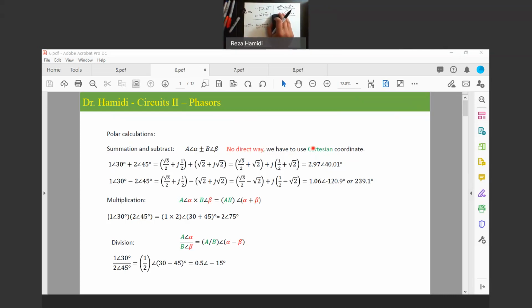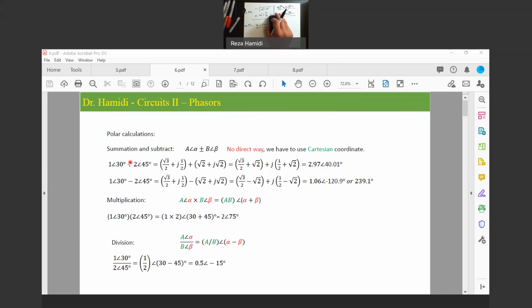First, you need to make it Cartesian. Then in Cartesian form, you can add them up. For example, here 1 angle 30 plus 2 angle 45. We are going to add these two up. So 1 angle 30, it's going to be 1 cosine 30. It's the square root of 3 over 2 as the real part. Then j times 1 by sine 30. Sine 30 is 1/2. This is going to be the first one in Cartesian form.